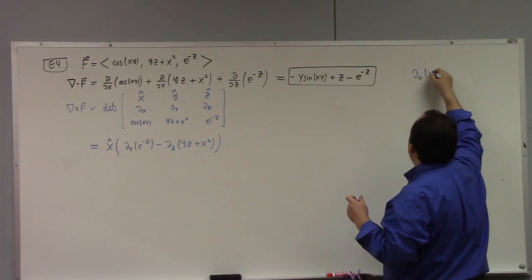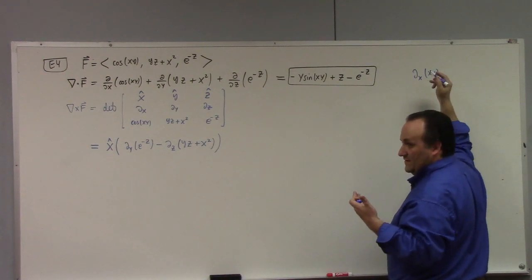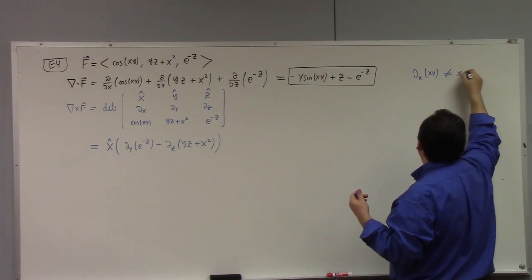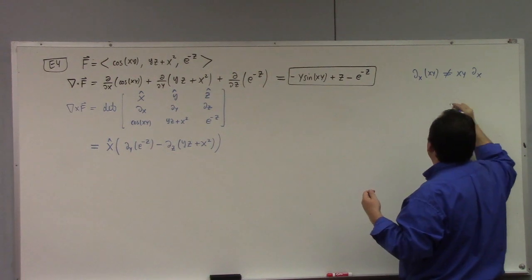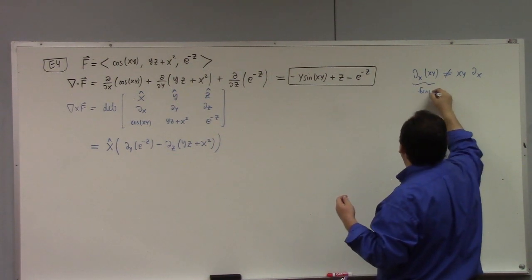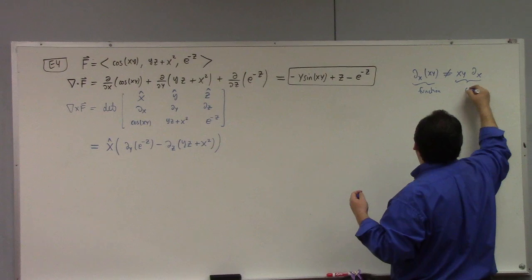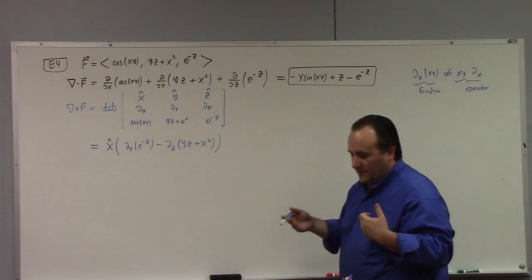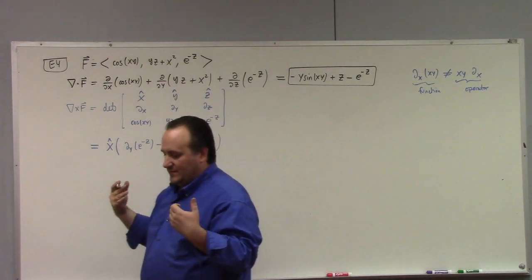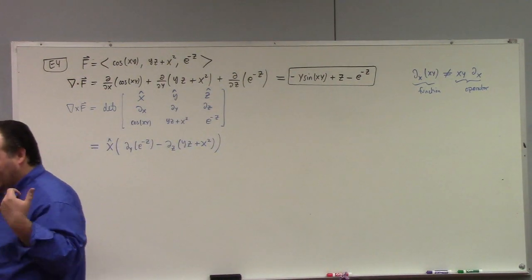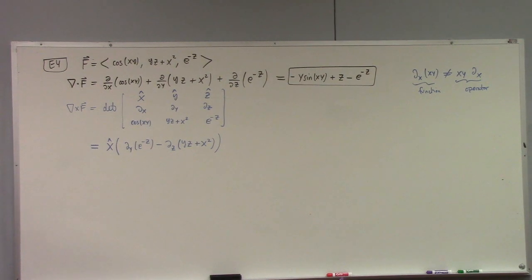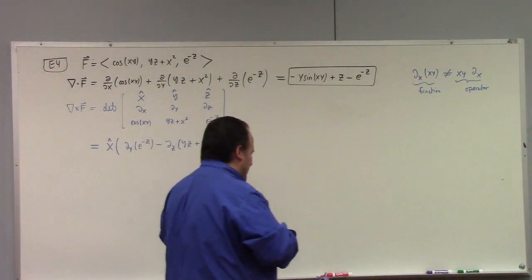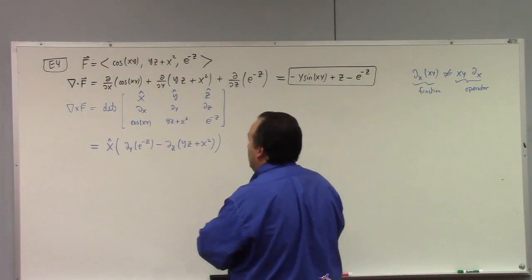Partial x of xy is a function. This is not equal to xy, partial x, for instance. Function, operator. So the best way you could interpret this would be for the function to be the multiplication operator. That's the only context in which these could be equal. And even in that much, they have to only be equal on a very specific subset of all possible functions. Anyway, let me finish this thing.